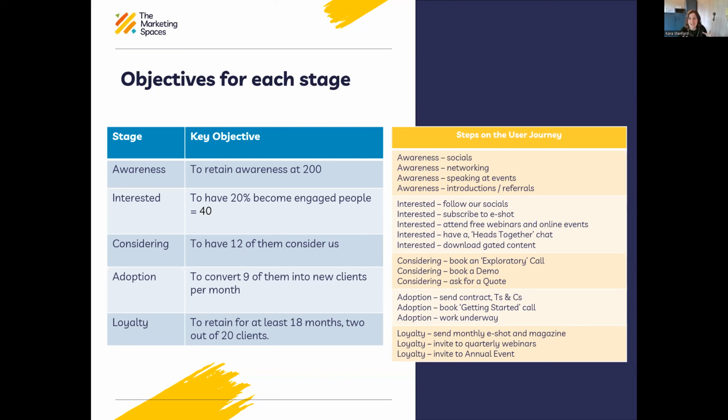And of course, to achieve those objectives, we've got all of these steps, and that's what's in the yellow box. To retain awareness of 200 prospects per month, we've got to do our socials, we've got to do our networking, we've got to speak at events, we've got to do our introductions and referrals. So we've taken that step and we've expanded it, and we've done that for all of the steps. So this is the step, interested. This is what it means. It means people become engaged with us. This is how we help them do that.